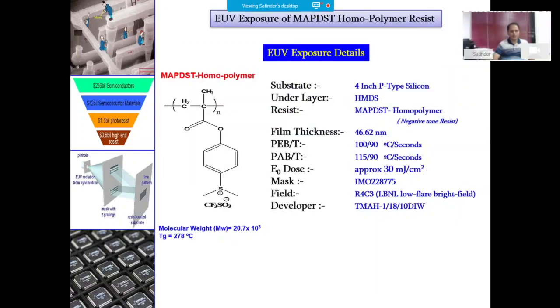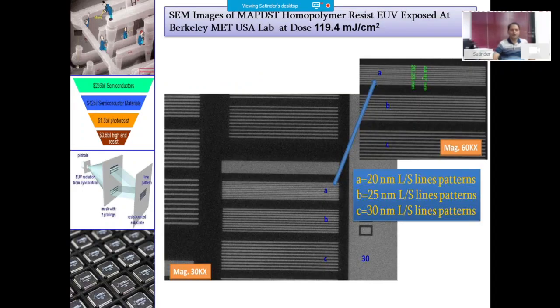Then we made some more modifications to our formulations and submitted our samples; these are basically the UV exposure results. Here you can see that we're using HMDS as the underlayer, because that is standard industry practice as an adhesion promoter. Then we deposited thin films of 14 nanometers and exposed them at LBNL. We got this UV result on our resist: 20 nanometer, 25 nanometer, 30 nanometer patterns. These are also older ones, not that new, but they are there.